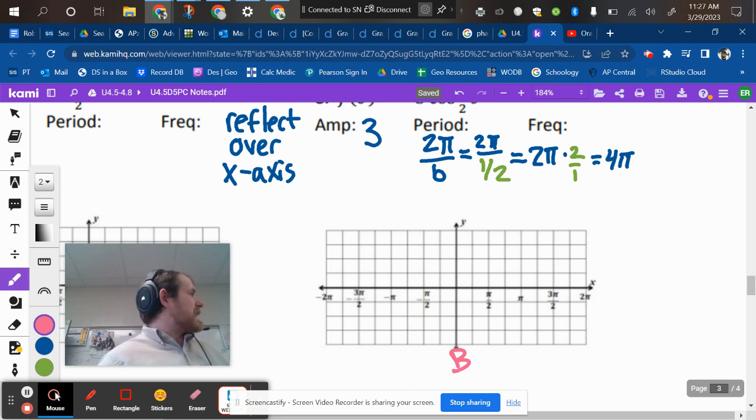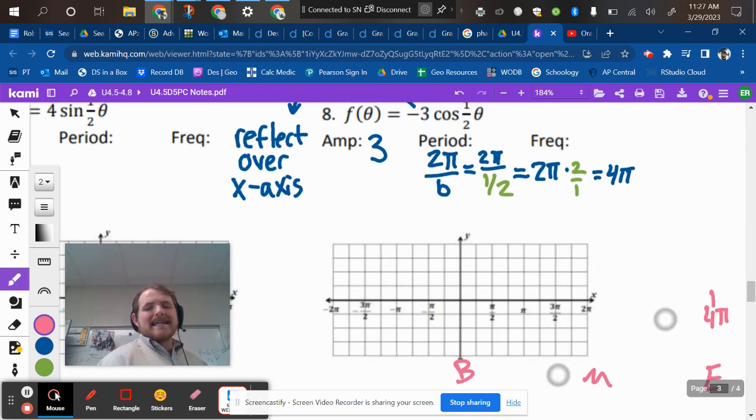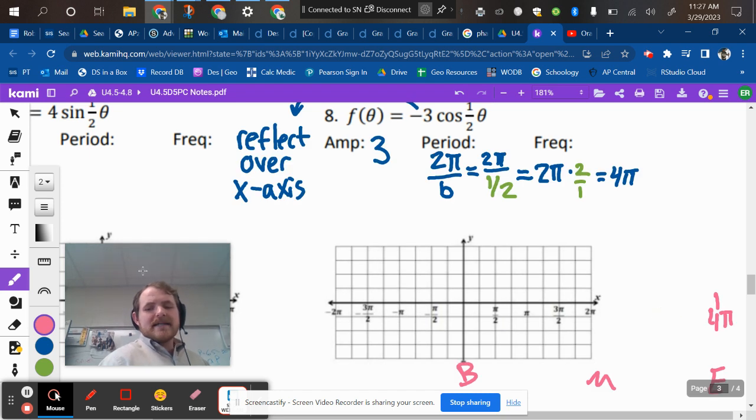Does my end stay on this graph or not? It doesn't. So we kind of got to come out here and put 4 pi. That's my end. Because again, the length of the period is 4 pi. Then my middle would be what? 2 pi. Great job. My next middles would be pi and 3 pi.